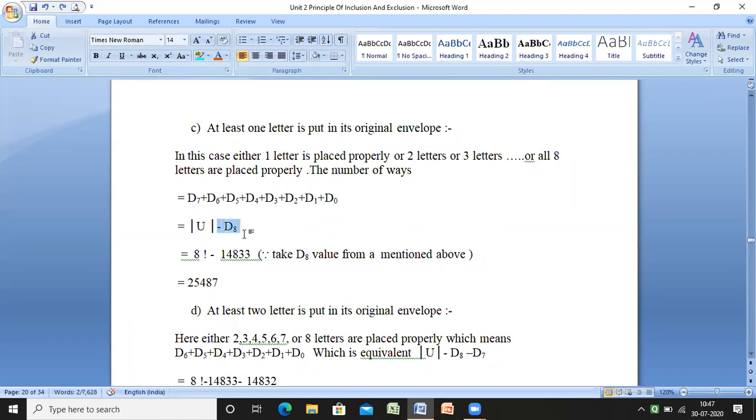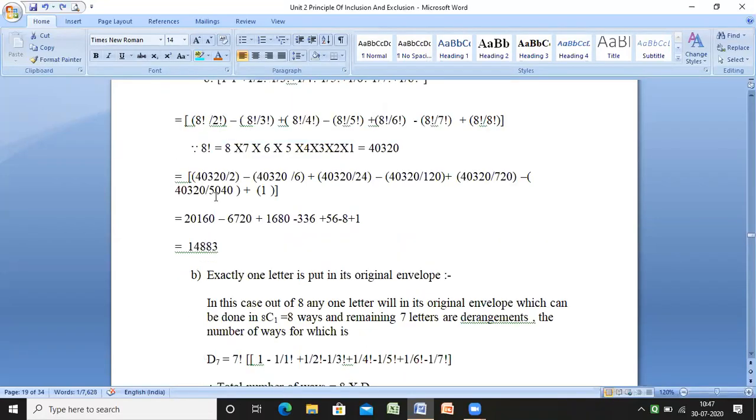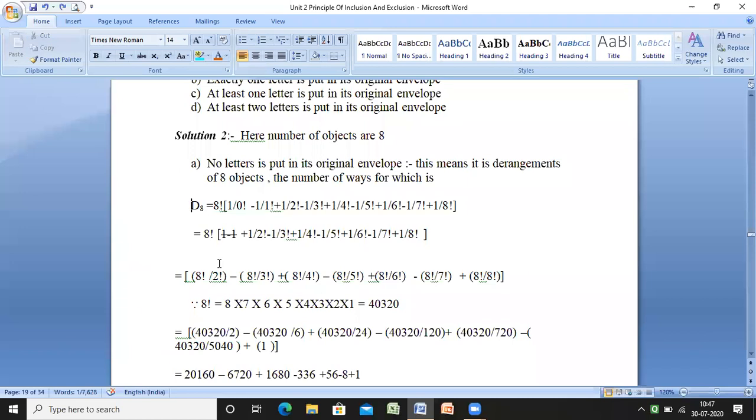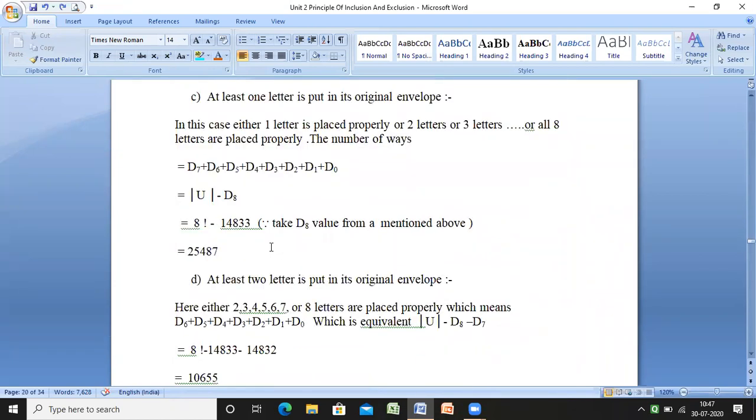The value, because all 8 letters I am going to put in this fashion. So what is it? 14,833. We take the D8 value from the above mentioned. This is the D8 value we calculated over here. In the first example, first small a, we calculated 14,833. So D8 we calculated, so we subtract 14,833 from 8 factorial. The last output in this category is 20,487. This is the value we get.